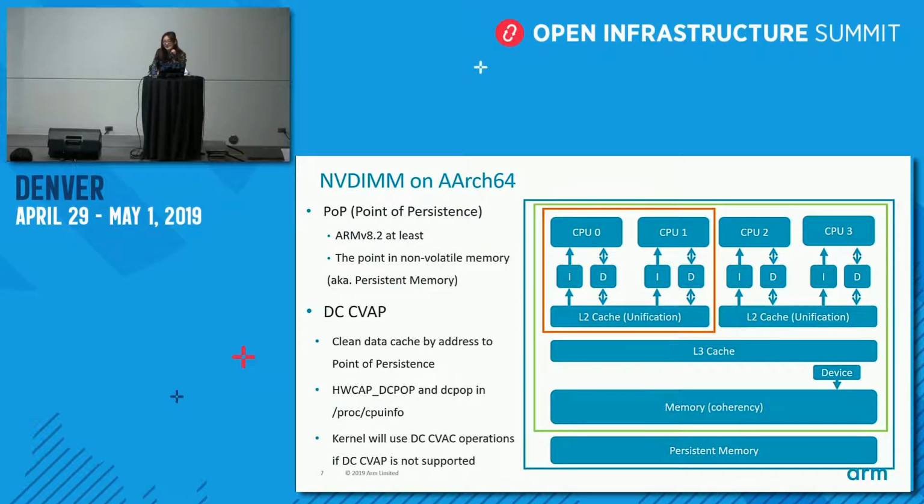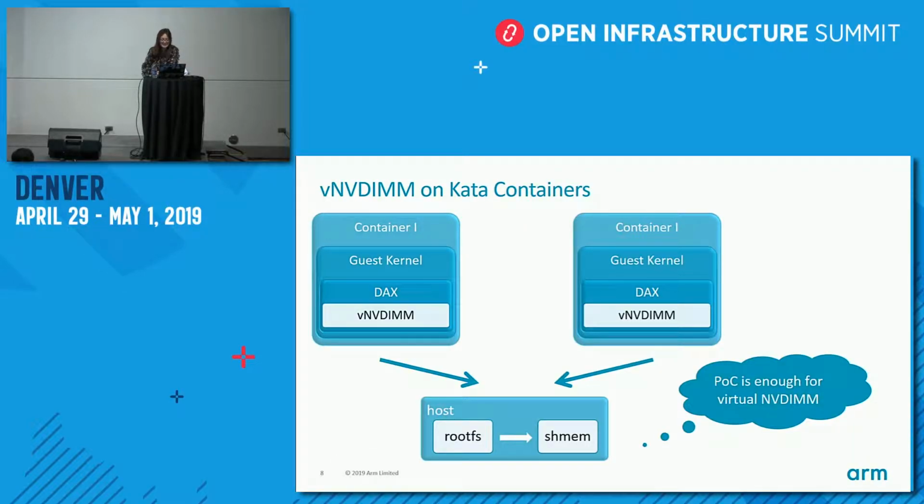If you want to detect whether your system is capable of this CPU feature, you can use HWCAP or the cpuinfo file at runtime. So this is what I talked about last time: we are forced to use NVDIMM on Kata containers, and from 8.2 we could fully support NVDIMM on ARM64.